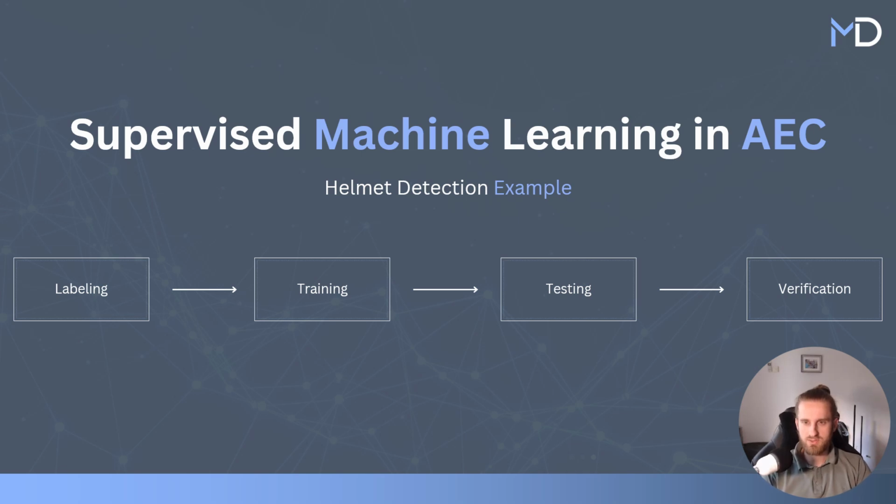So the process, as you can see, is divided into four steps. So first one is labeling, then training, after that testing, and the last step is verification.